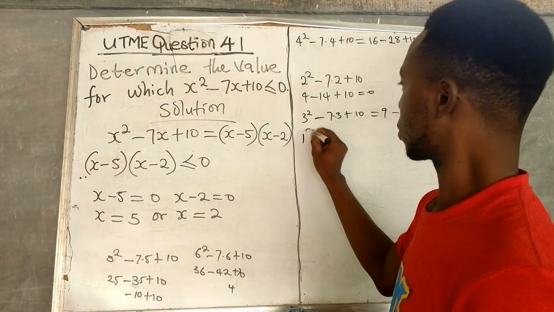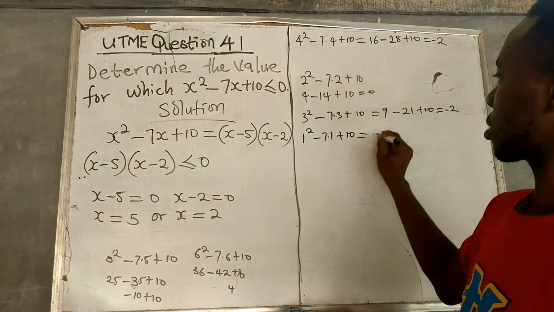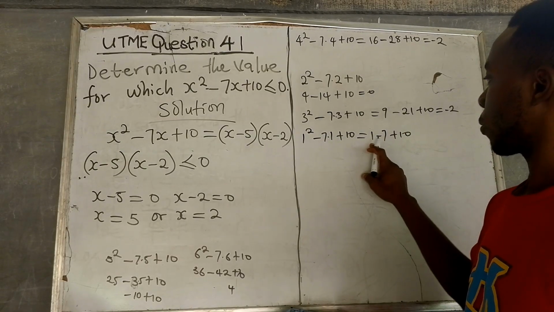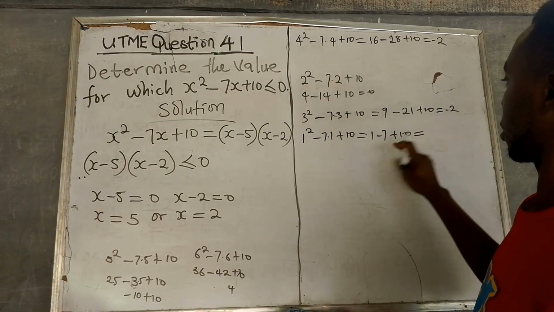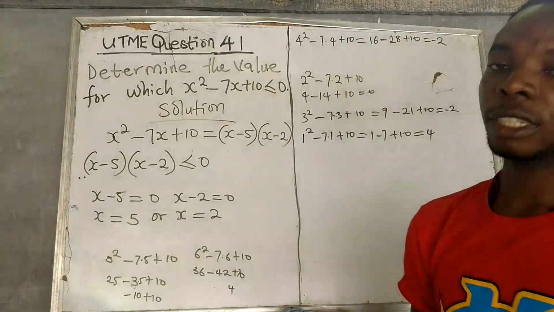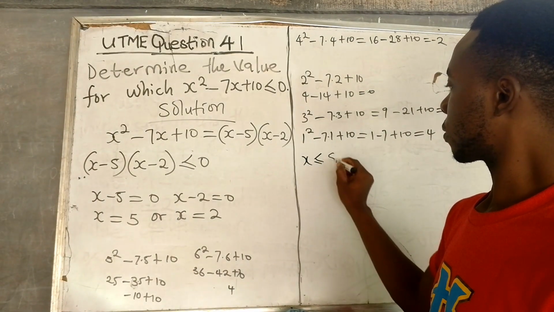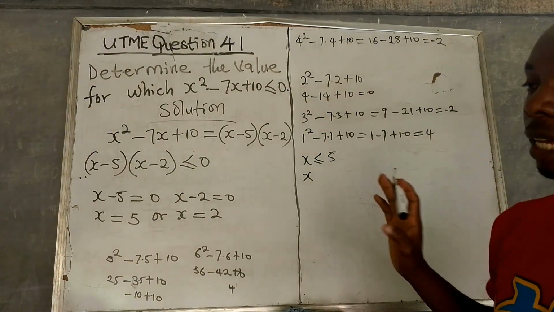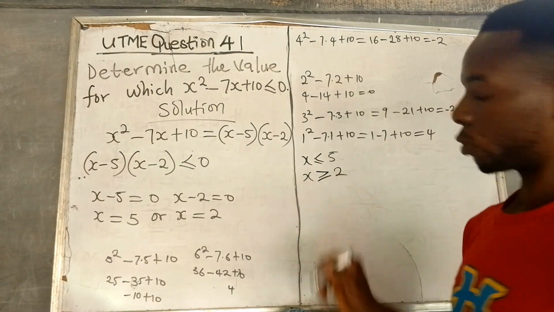Let me try 1. So 1 squared minus 7 multiplied by 1 plus 10. 1 squared is what? 1. 7 times 1 is 7, so 1 minus 7 is minus 6. Minus 6 plus 10 is 4. It is positive 4, but positive 4 is not less than 0. So x can be less than or equal to 5. And then x cannot be greater than 5. It is either less than or equal to 5. And then x must be greater than or equal to 2.